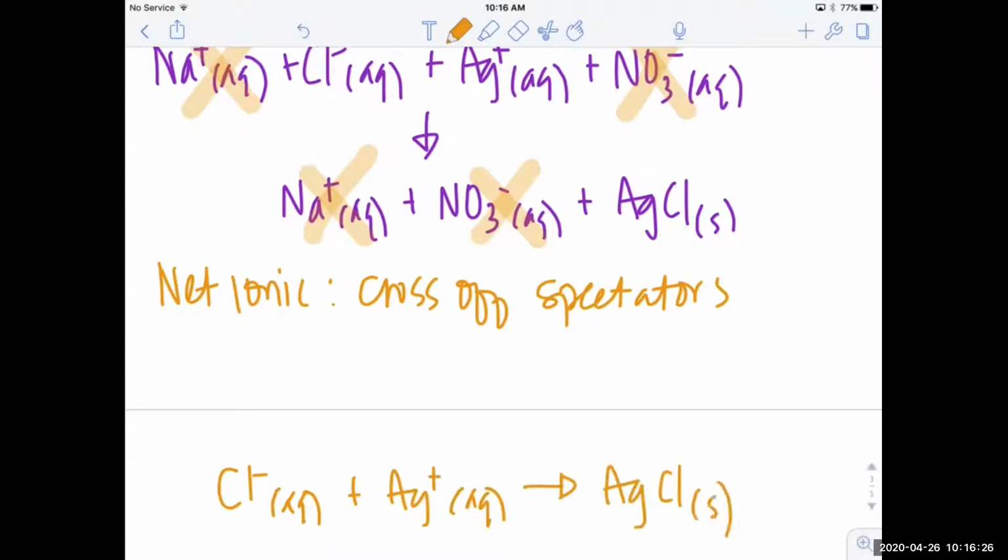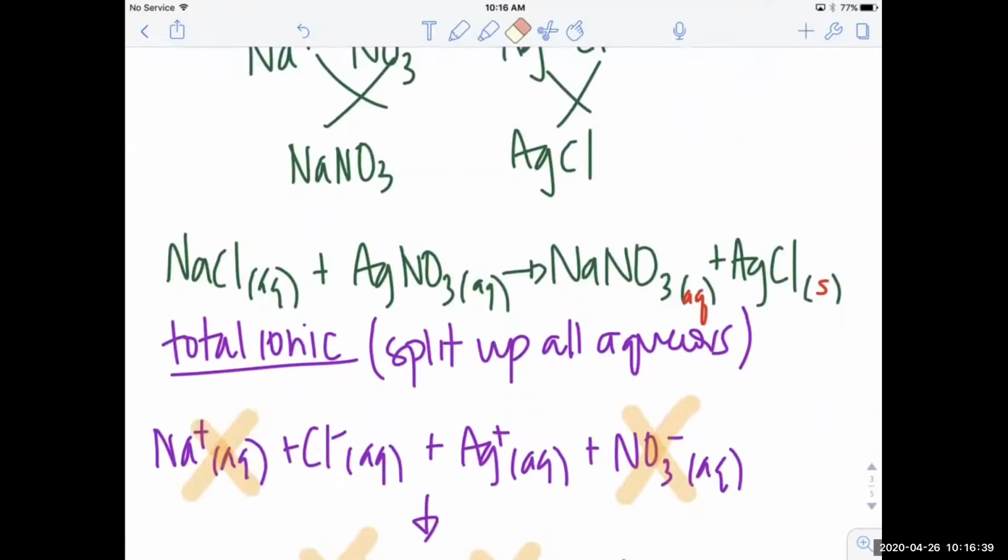A couple things to note here. It doesn't really matter what order I write those two in. What's really important is that the order of the compounds themselves always go cation, anion, but you can write whichever one first. So here I happen to write NaCl first and AgNO3 second. I could have written AgNO3 plus NaCl, or the same thing over here.